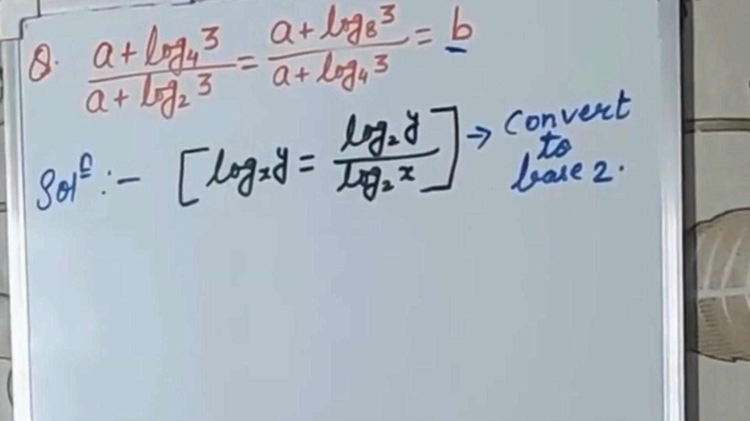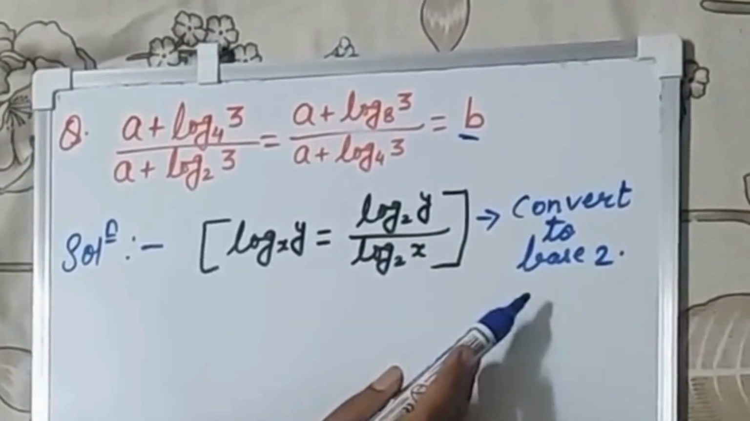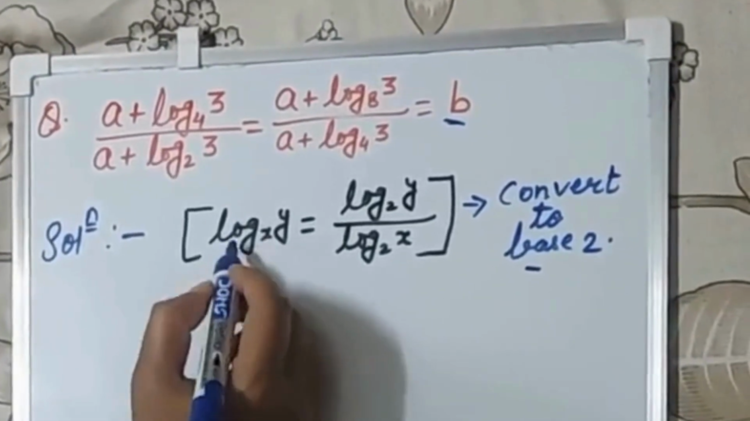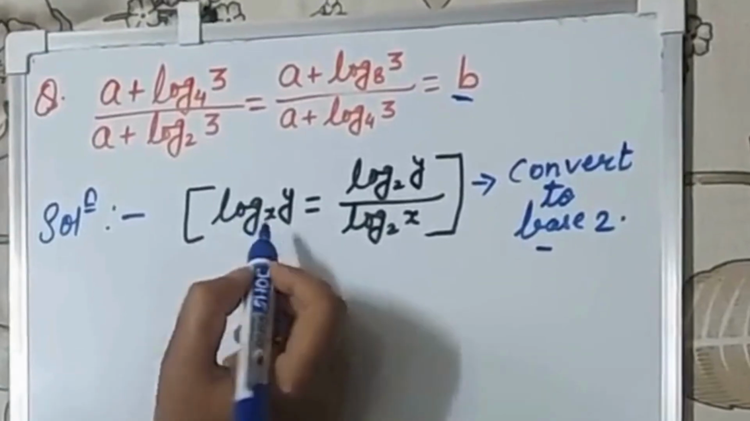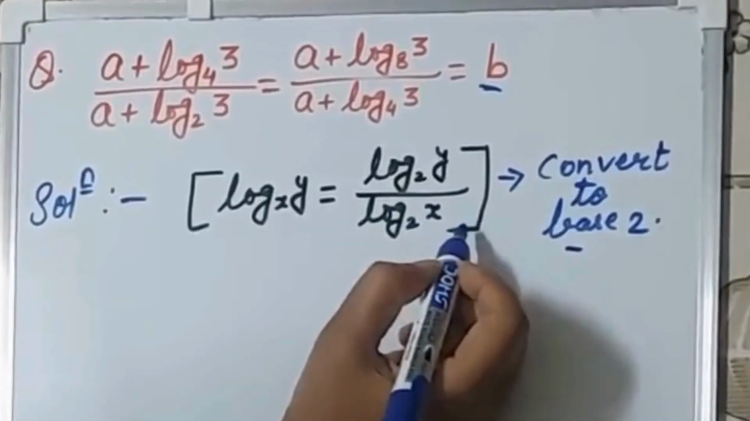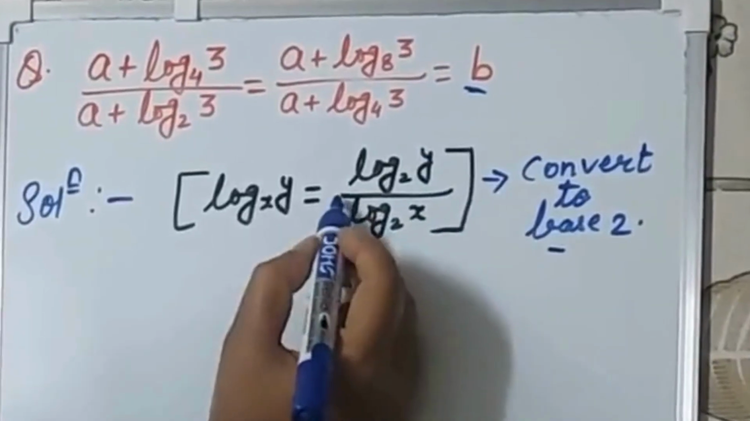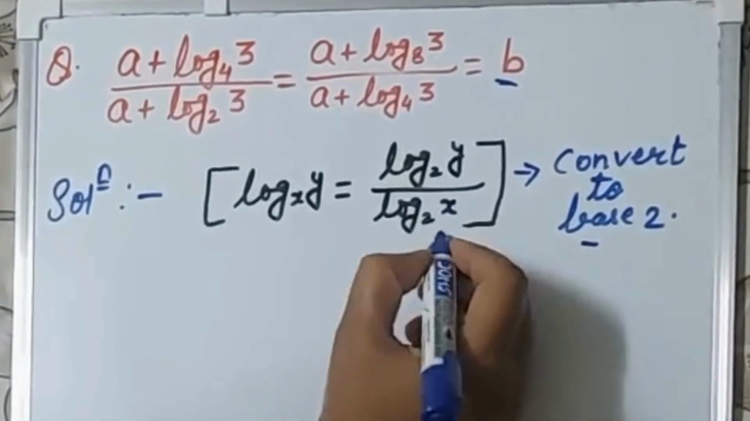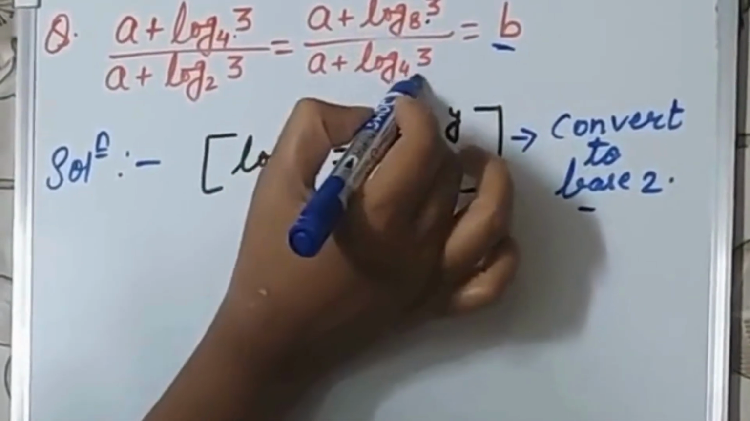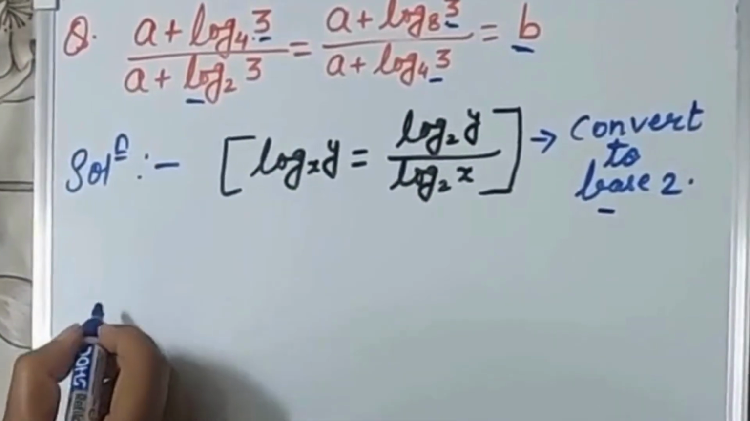To solve this question, we are going to change these log terms to base 2. How can we change it? Using this formula. Here I have written one formula. Log base x of y, if we want to convert it to base 2, becomes log base 2 of y upon log base 2 of x. This formula we are going to apply on these three terms, because this term is already in log base 2.